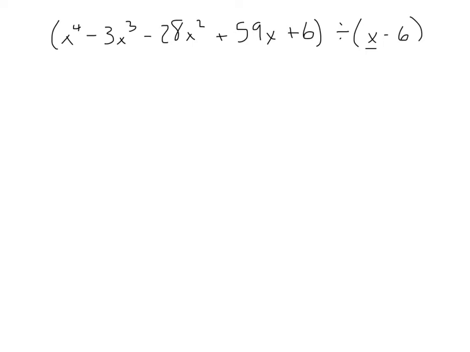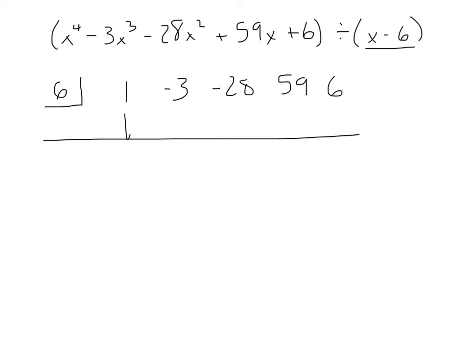So first I'll look here and say, okay, x minus 6, well that's 0 when x is 6. So I'll put that in the box up the top left. And then I'll just put my coefficients in. 1 is the coefficient of x to the 4th, negative 3, negative 28, 59, and 6. And I bring down my 1 to start. 1 times 6 is 6. 6 plus negative 3 is 3.